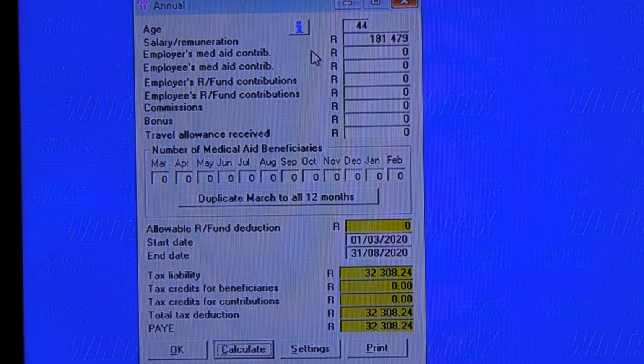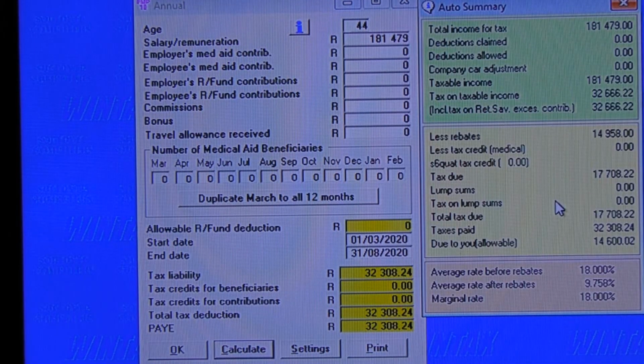Looking at the auto summary screen showing all the bottom line amounts, we can see the total income earned during the year, the tax on the total income after rebates, and we can see the tax actually paid and the refund.